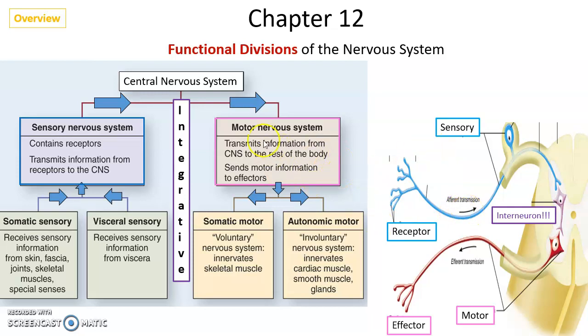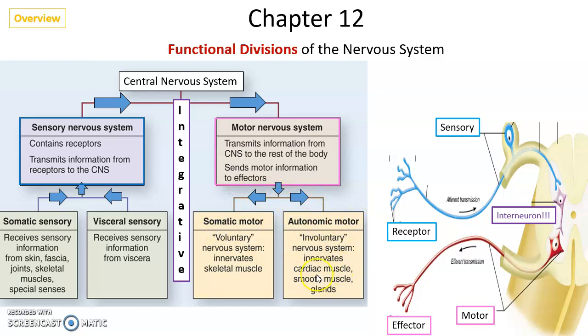And then you can break the motor nervous system down into two subdivisions. You can have the somatic motor division. Somatic motor neurons are the ones that control our skeletal muscles. So things that we voluntarily, consciously cause to happen, which is the contraction of skeletal muscle tissue. So that's the somatic nervous system.